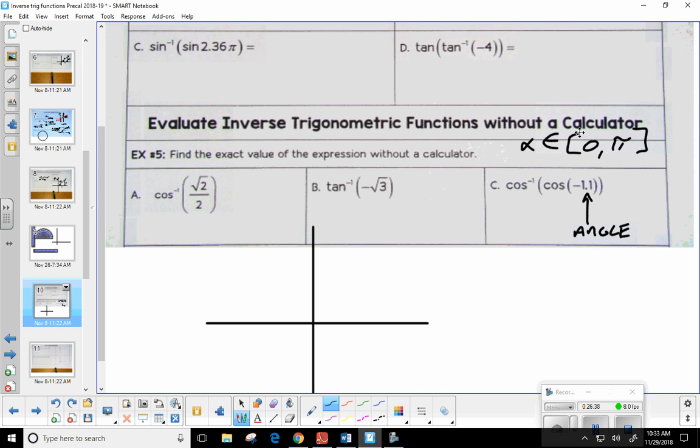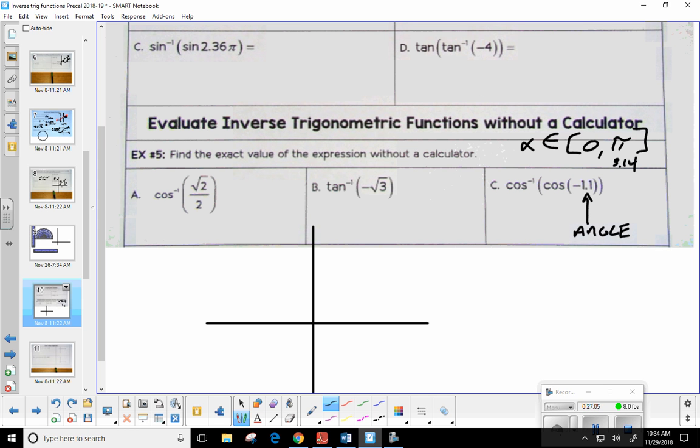Okay? So let's see, can I say that my answer is negative 1.1? Well, knowing this is an angle, I can compare them to pi, right? So is negative 1.1 between 0 and pi? No, it's not, because what's pi? 3.14. Now again, just like this one over here, that doesn't mean we're not going to get an answer. It just means that the answer is not exactly negative 1.1.